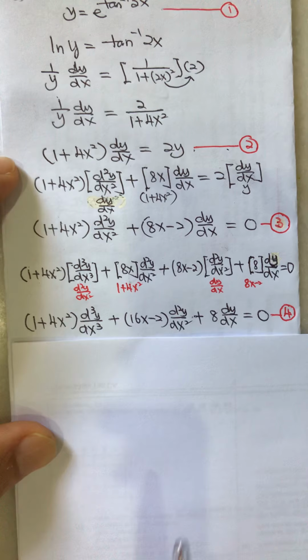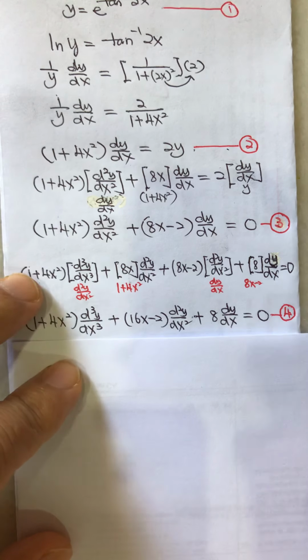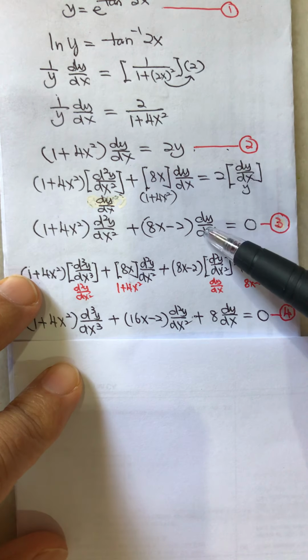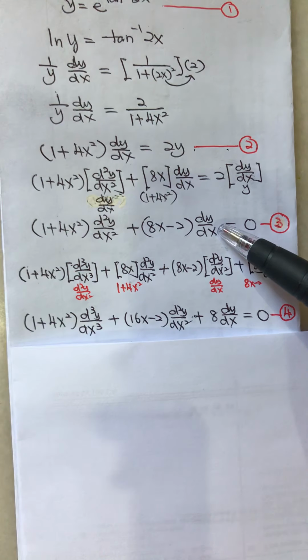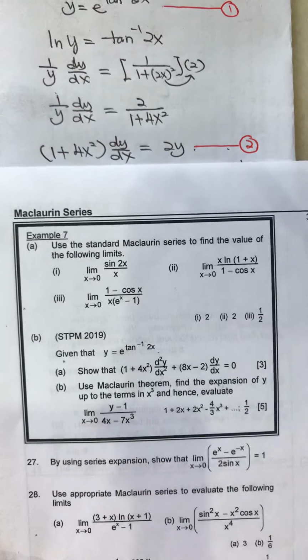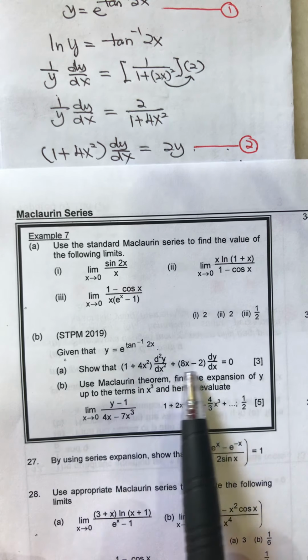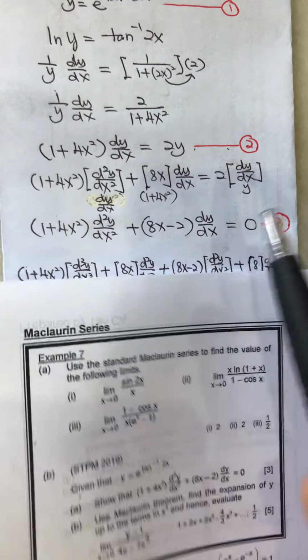This is what you get. Okay, so just now you were asked to show this one. We already got it. That is number 3, part A. You are asked to show. That is part A. Okay, we got it already. That is number 3.